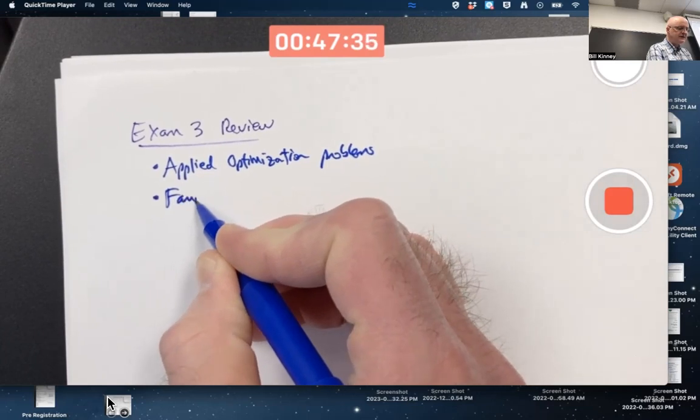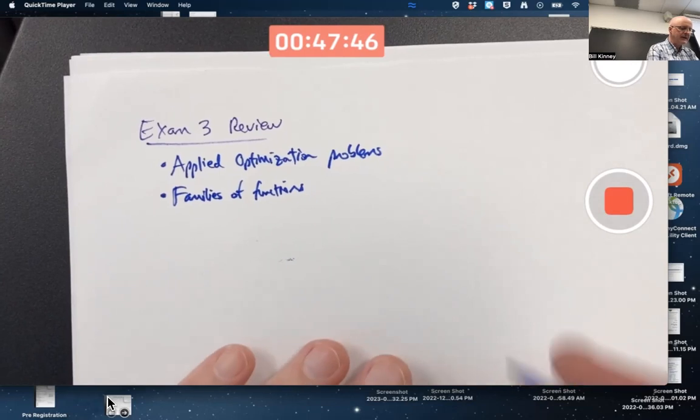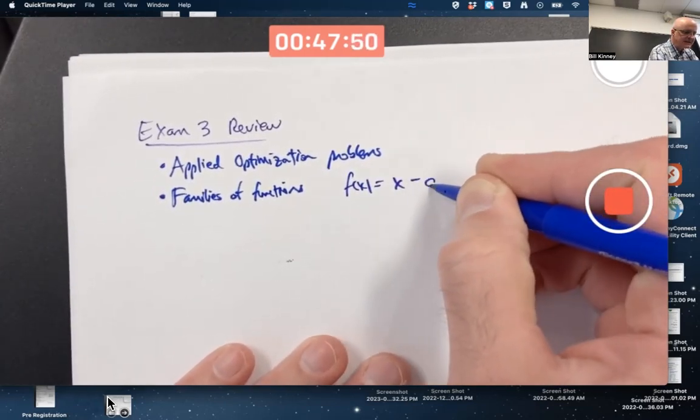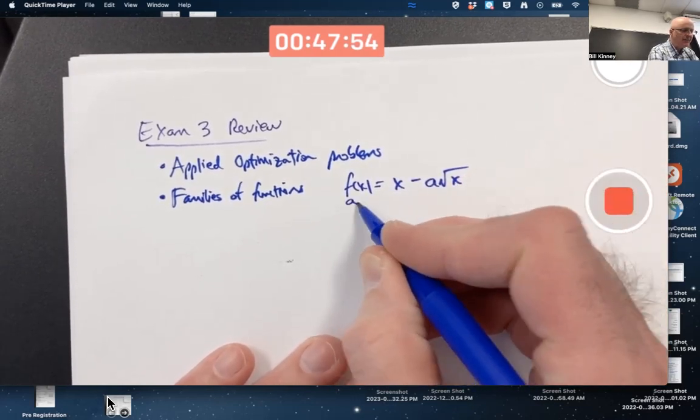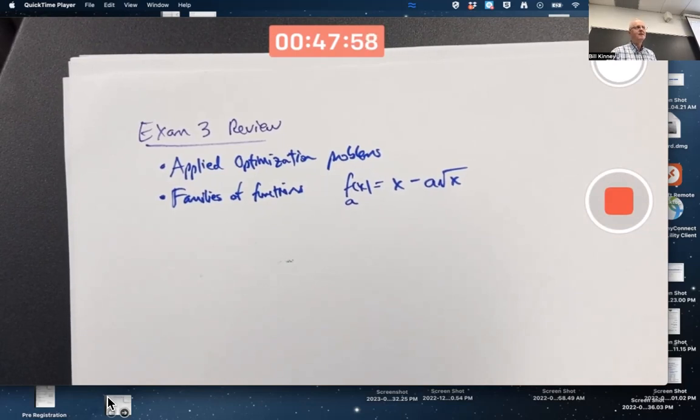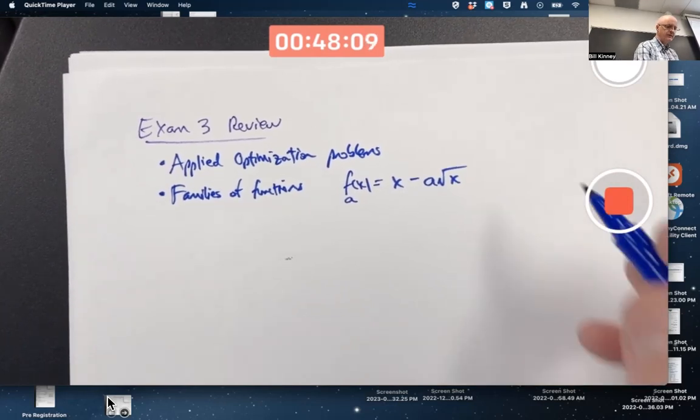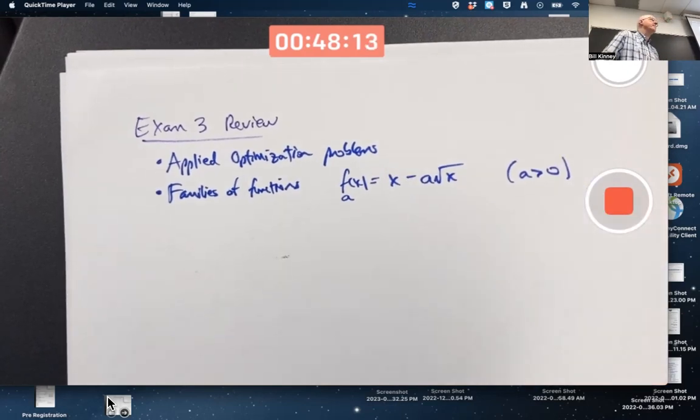We also talked about families of functions. One example we considered in class was the family f of x equals x minus a square root of x. I called this f sub a, but the book doesn't do that. The point is to emphasize that really what I have here is infinitely many functions. One function for each value of a. A was greater than 0 here. And even though I don't know what a is, I can still figure out how the critical point depends on a. And whether it's still a maximum or a minimum, no matter what a is. I think for this example, we got always that it was a minimum. But that minimum sort of moved down the line y equals negative x as a increased. Should be in your notes.